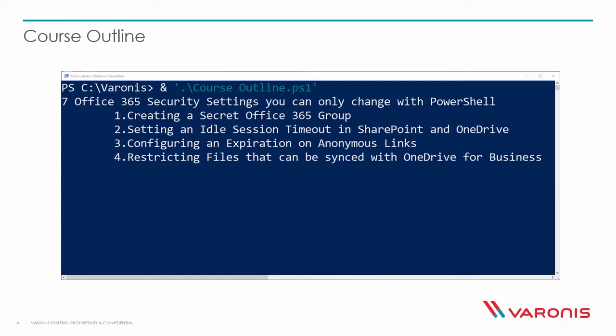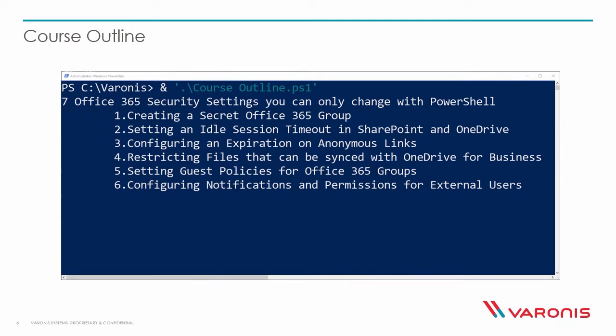If you have some restricted file types like X-rays, video files, things like that that might be restricted in nature, we'll learn how to restrict what extensions, what type of files can be synced locally with OneDrive for Business. We'll then learn how to set guest policies for Office 365 groups, as well as how to configure notifications and permissions for external users in SharePoint Online and Office 365. And the last one, we'll talk about Skype for Business. We'll learn how to block guests from recording Skype for Business meetings.